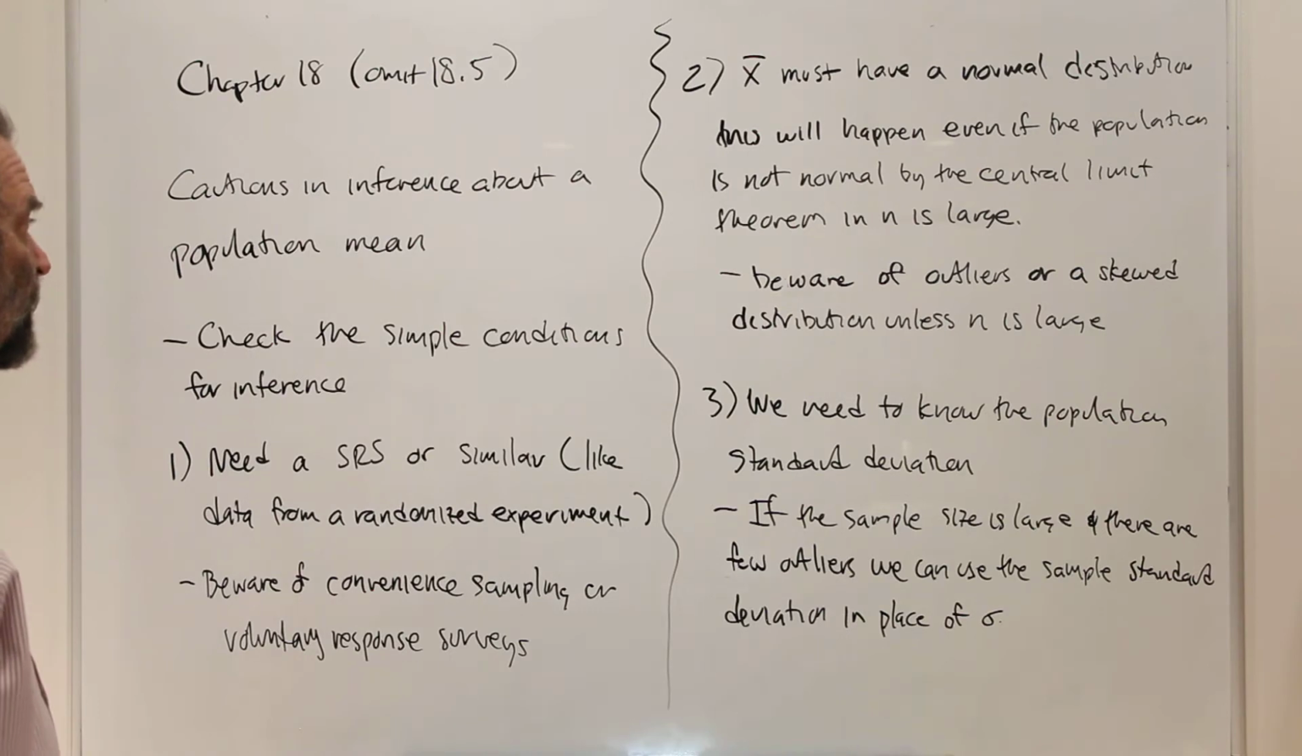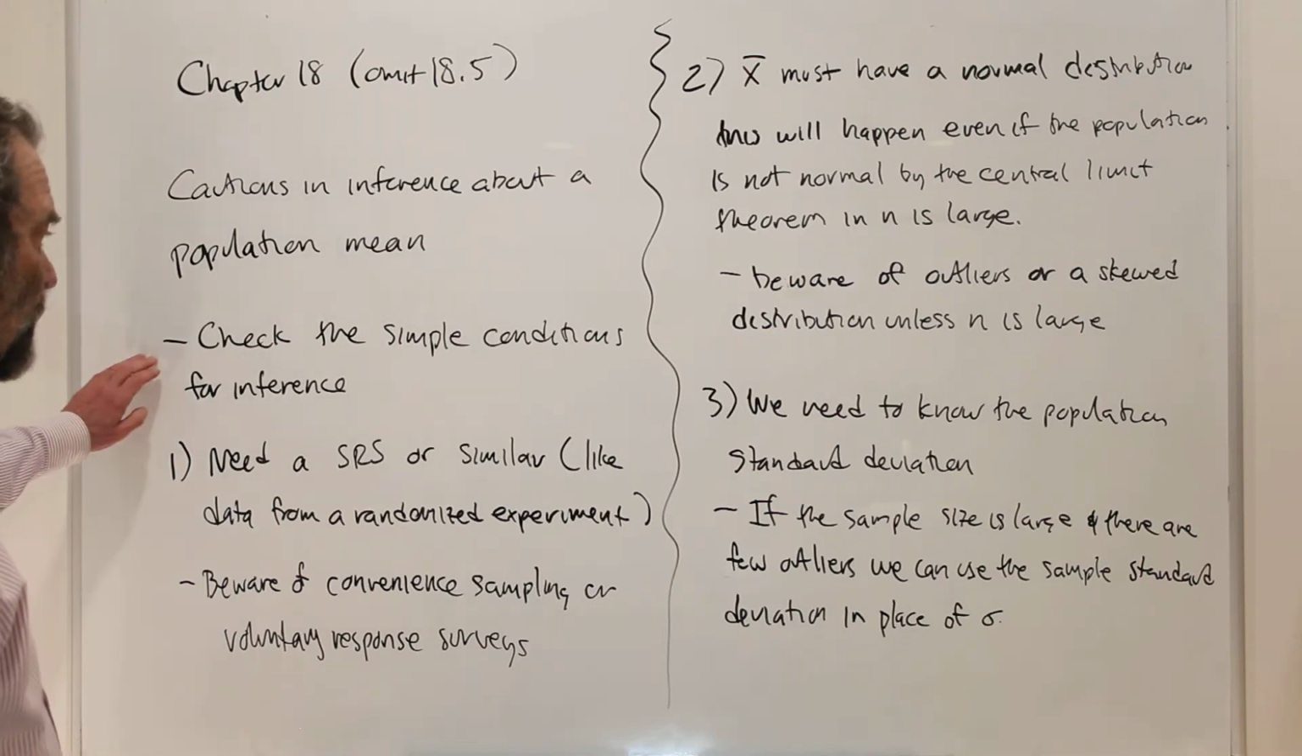We are talking about cautions and inference about a population mean, which we'll be paying attention to as we do inference using the Z statistic, which is what we've been doing. We need to check the simple conditions for inference.